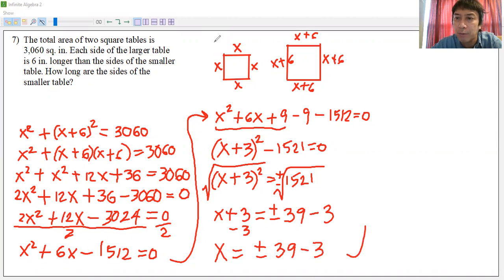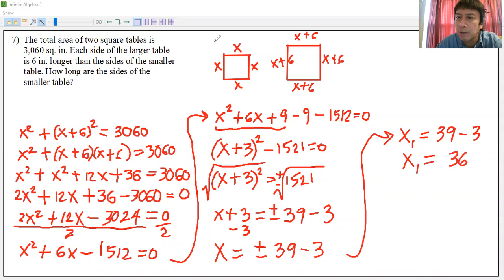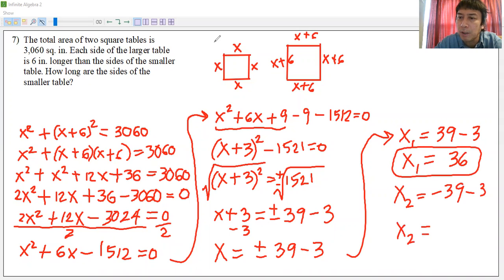All right, we can now get our first value, x1. x1 is the positive 39 minus 3, which gives 36. There. And then x2, we can use the negative 39 minus 3, which gives us negative 42. So we shall not accept the negative 42. We're talking about a table here, so we will not consider a negative length. So our answer is 36 inches.